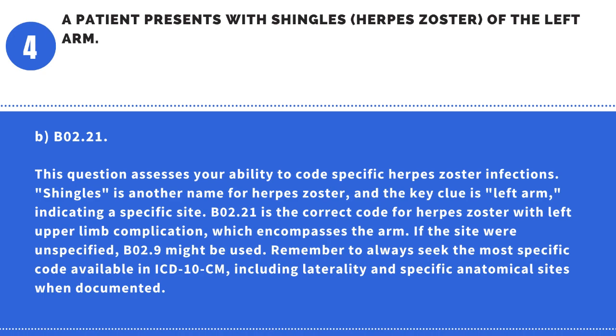B02.21. This question assesses your ability to code specific herpes zoster infections. Shingles is another name for herpes zoster, and the key clue is left arm, indicating a specific site. B02.21 is the correct code for herpes zoster with left upper limb complication, which encompasses the arm. If the site were unspecified, B02.9 might be used. Remember to always seek the most specific code available in ICD-10-CM, including laterality and specific anatomical sites when documented.